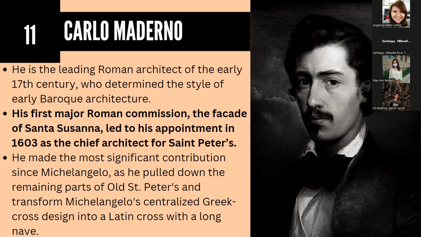Peter's Basilica. Maderno began his architectural career in Rome assisting his uncle Domenico Fontana. His first major Roman commission, the facade of Santa Susanna, led to his appointment in 1603 as the chief architect of St. Peter's. In 1607, he designed the nave and the new facade for St. Peter's and was made architect to Pope Paul V. Maderno's additions to St. Peter's were consonant with the spirit of the Counter-Reformation.